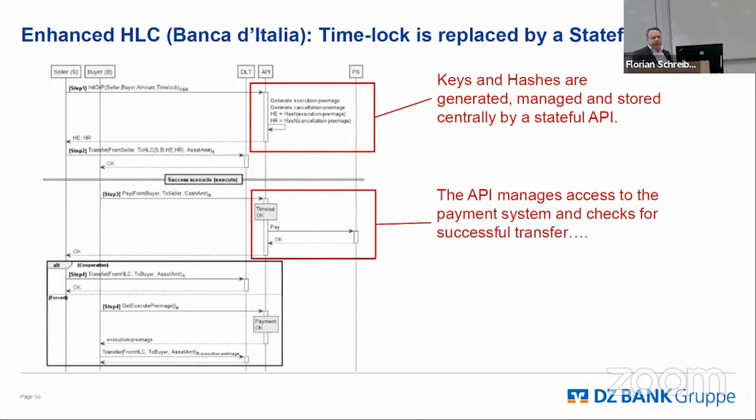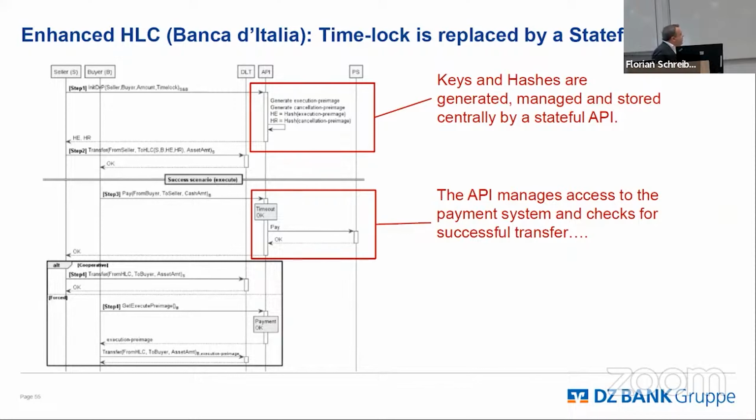Okay, going a bit quicker, the API then manages access to the payment system and ensures that the payment has been made in the correct way, and then it distributes the corresponding secret key, either to the buyer if everything was okay, or to the seller, if it was not okay, and the seller has the right to reclaim the asset.